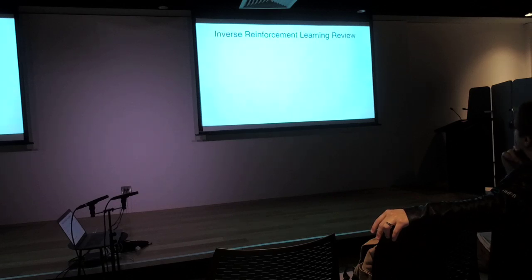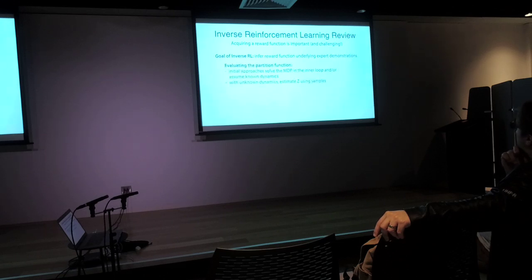Okay, to review, generally, I think one of the big takeaways here is that acquiring a reward function is important and challenging. And for reinforcement learning formalisms to work out, we need to first get a reward function. The goal of inverse RL is to infer the reward function given a set of demonstrations. One of the main challenges that comes up with inverse RL is evaluating the partition function. Initial approaches solve this by solving the MDP in the inner loop and/or assuming known dynamics. And with unknown dynamics, we can estimate the partition function using samples.